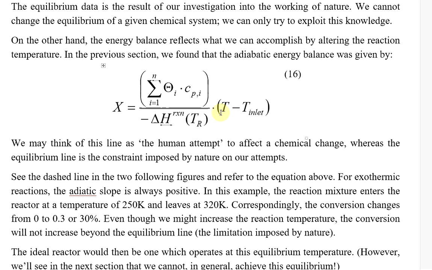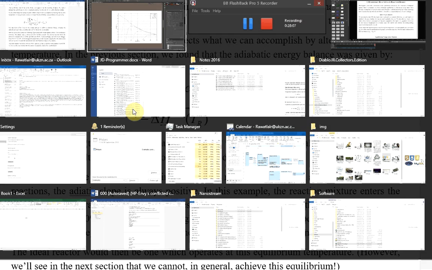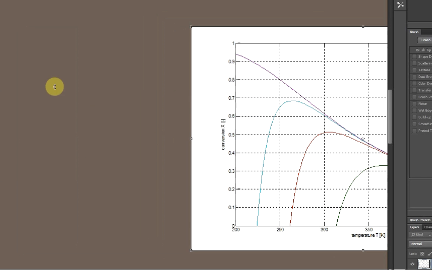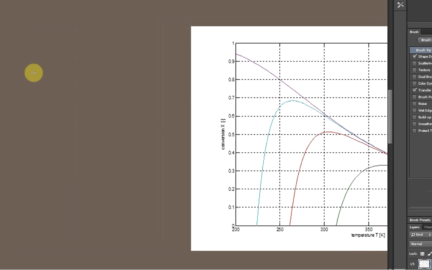And then if you look here, this is T minus T in. And of course, we don't know what these signs are. But we can say that if we were to look at dX/dT, we can decide on the sign of this. So if we take dX/dT, then the equation looks like the sum of beta I Cp I over minus the heat of reaction.